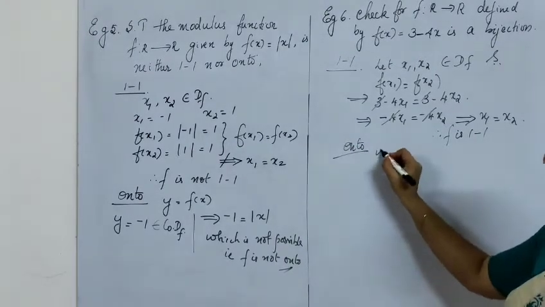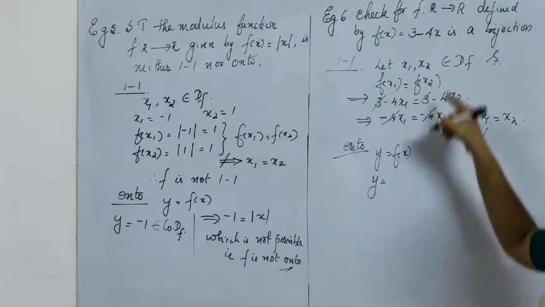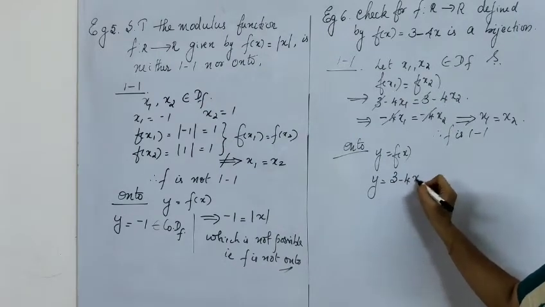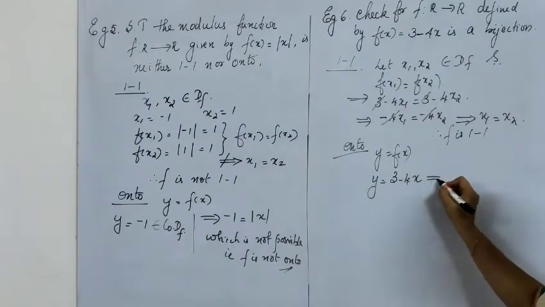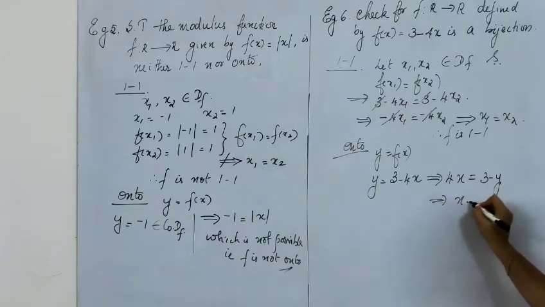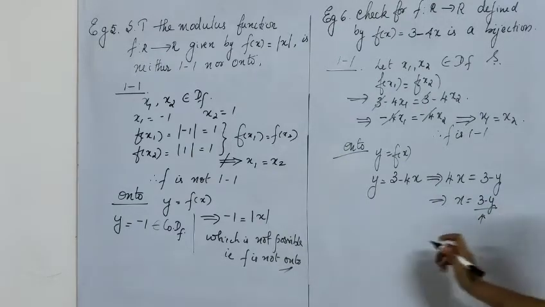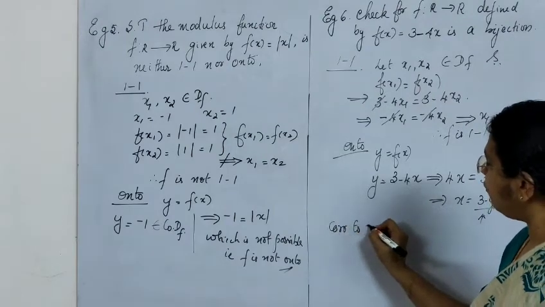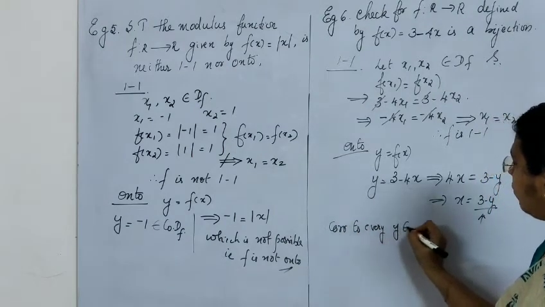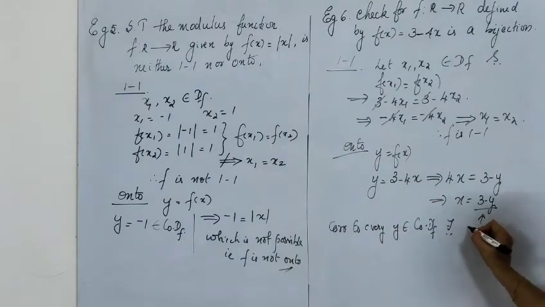Right? Now checking for onto. What is onto? You take y is equal to f of x. You write y is equal to f of x. What is f of x? 3 minus 4x. This implies 4x is equal to 3 minus y, which implies x is equal to (3 minus y) by 4. What does this mean? This means that corresponding to every y which belongs to the codomain of the function, there exists this value.